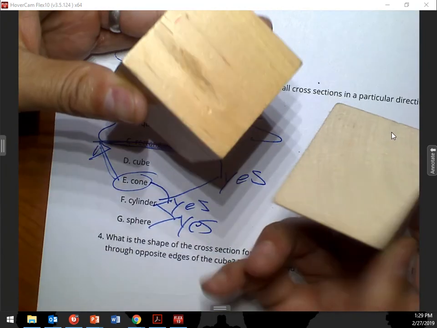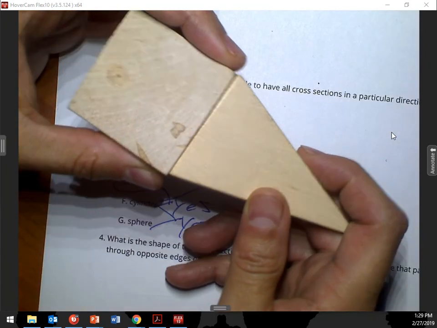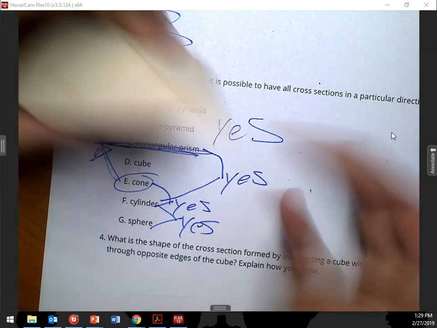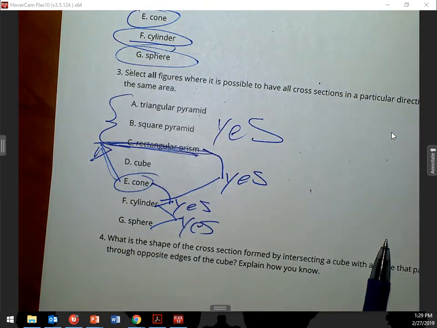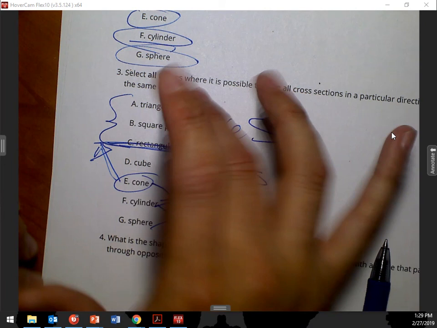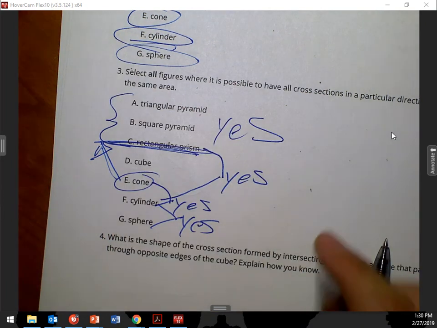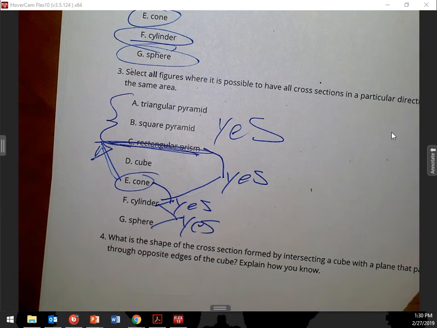They both have the same surface area right there, don't they? So it's possible for these two. So in this case, all of them are going to be correct, but you just have to know which ones they go with. That's why I wanted to take out my blocks. You just circle them all?